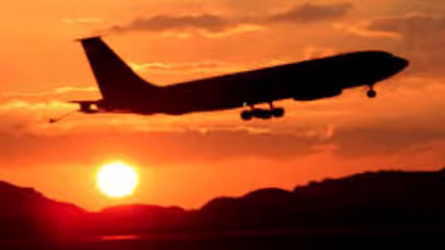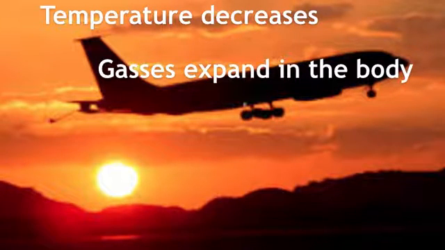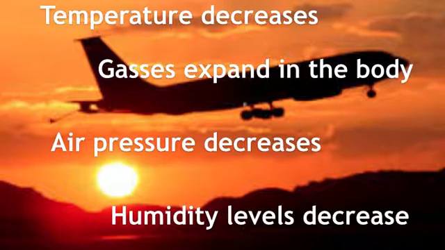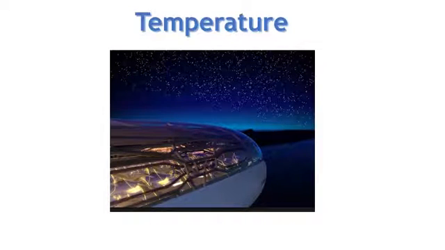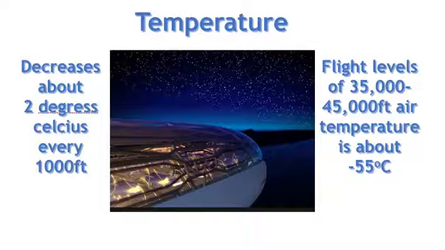As the aircraft goes through ascent, there are different climatic changes which are occurring. The temperature decreases. The gases expand in the body. Air pressure decreases, and the humidity levels decrease. The temperature decreases at about 2 degrees per every 1,000 feet. So at flight levels of 35 to 45,000 feet, the air temperature is about minus 55 degrees C.